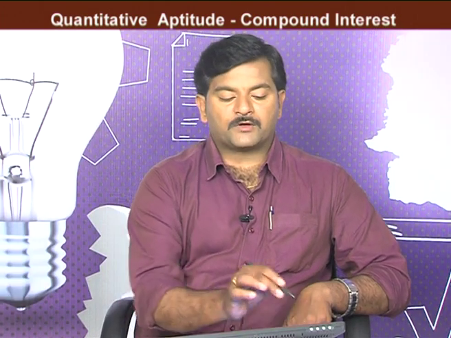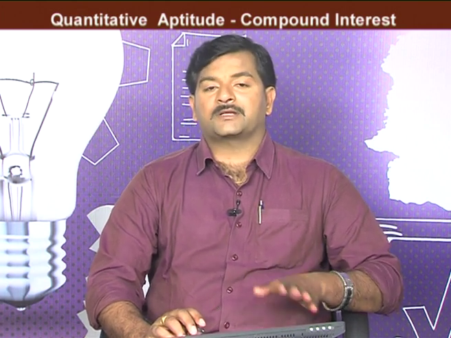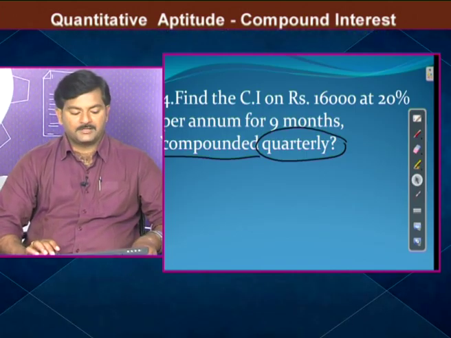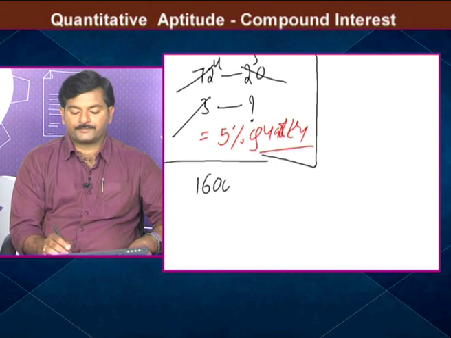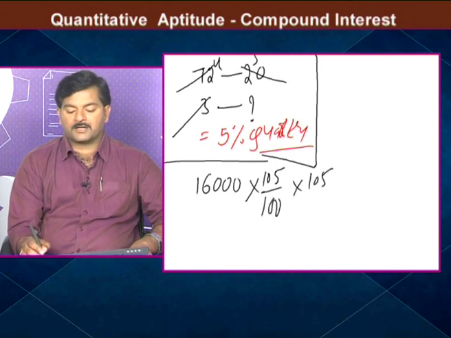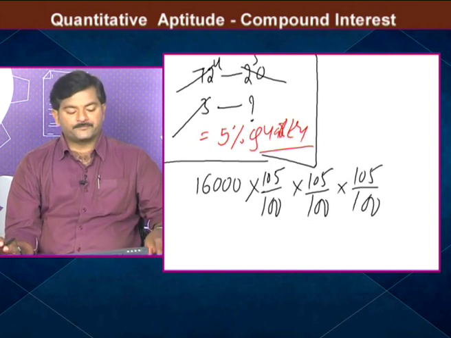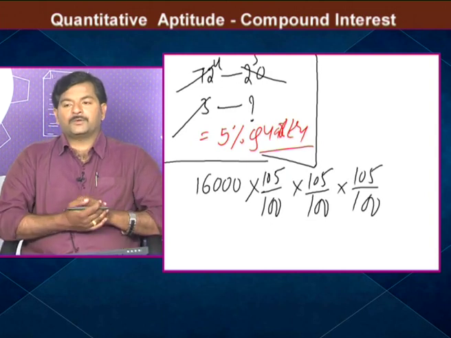But he borrowed the amount for how many months? 9 months. In 9 months, how many times does he have to pay the interest? 3 times. That's why amount equals 16,000 rupees into, for the first 3 months 105 by 100, for the next 3 months 105 by 100, for the last 3 months again 105 by 100. So 3 months, 3 months, 3 months, total 9 months. Okay, I hope you understood.